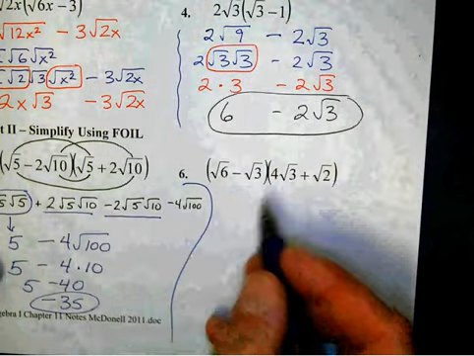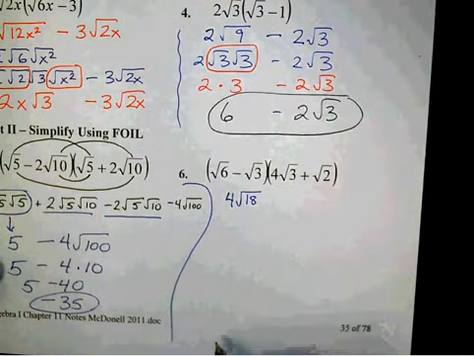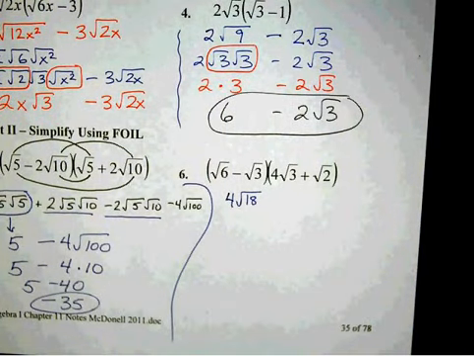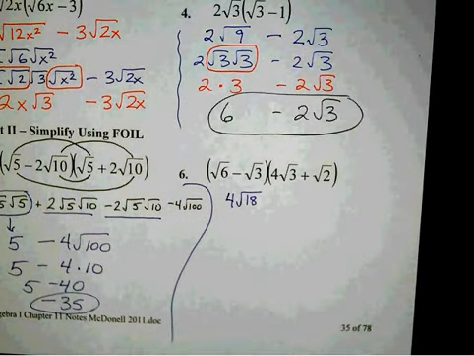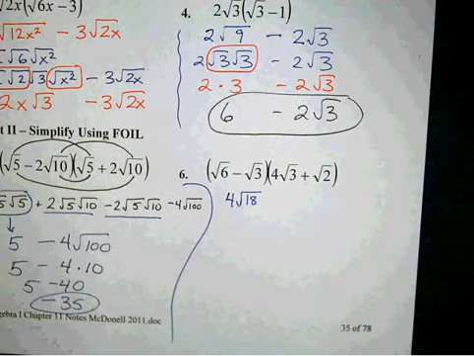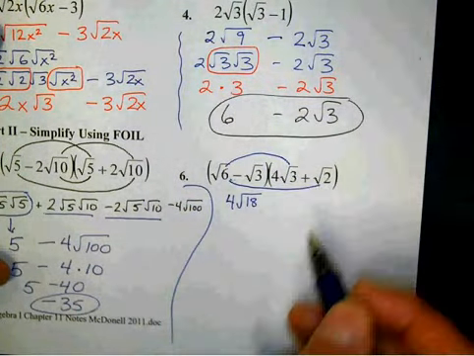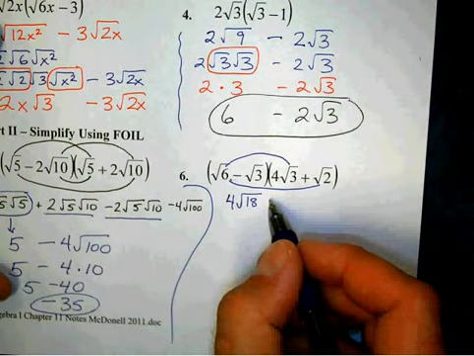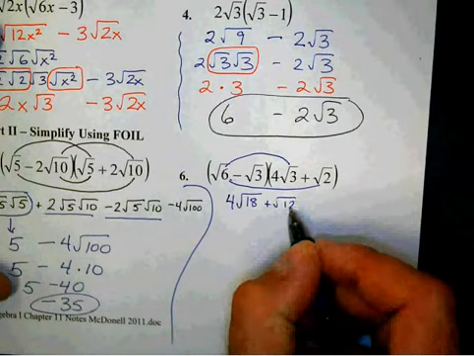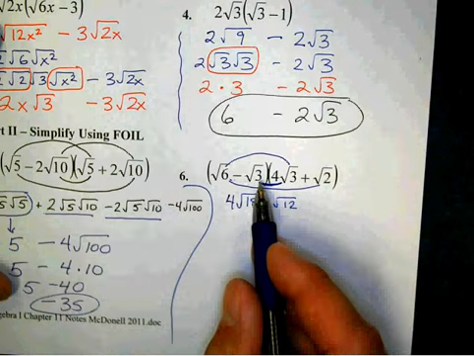Root 6 times 4 root 3. Help me here. 4 root 18? Because what's root 6 times root 3? Root 18. Katie, in this one I'm going to multiply them all together, and then if we can break them down, we'll go from there. So that's outside, that's first. Do outside now. Root 6 times root 2. Root 12. Is it a plus root 12 or a minus root 12? Plus root 12.